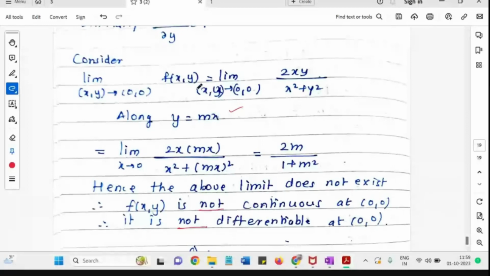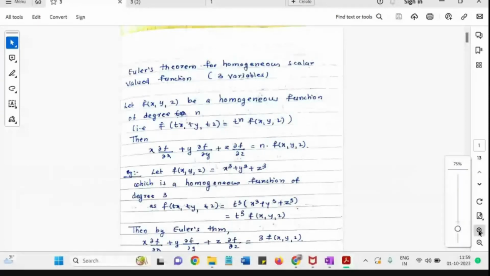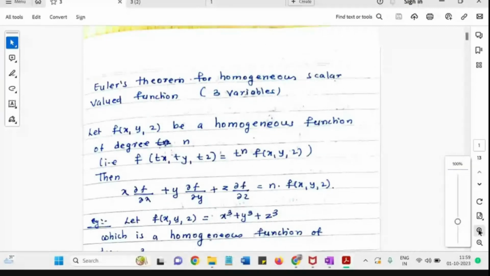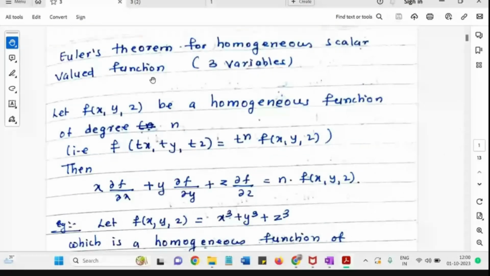Okay, from here onwards, when it comes to partial derivatives, we also have an interesting theorem which is called Euler's theorem. So let's see the statement of Euler's theorem. Many a time this is very useful. I have just kept a simple demonstration of how Euler's theorem is applied. So, Euler's theorem for a homogeneous scalar valued function. Most of the questions which we see in the exams have a maximum of 3 variables, so I'm restricting myself to 3 variables.